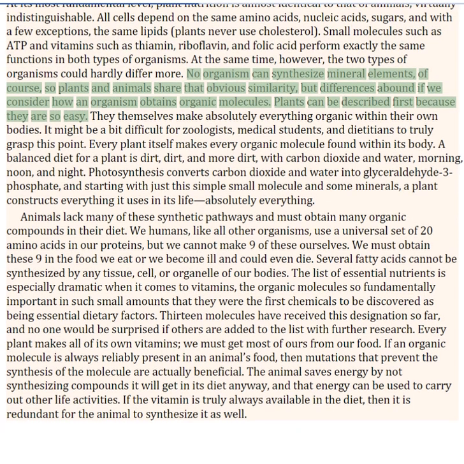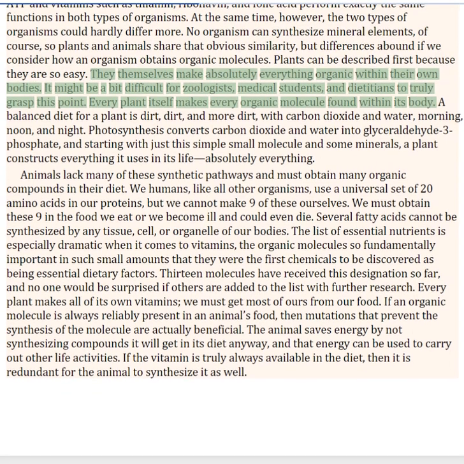No organism can synthesize mineral elements, of course, so plants and animals share that obvious similarity, but differences abound if we consider how an organism obtains organic molecules. Plants can be described first because they are so easy. They themselves make absolutely everything organic within their own bodies. It might be a bit difficult for zoologists, medical students, and dietitians to truly grasp this point. Every plant itself makes every organic molecule found within its body.